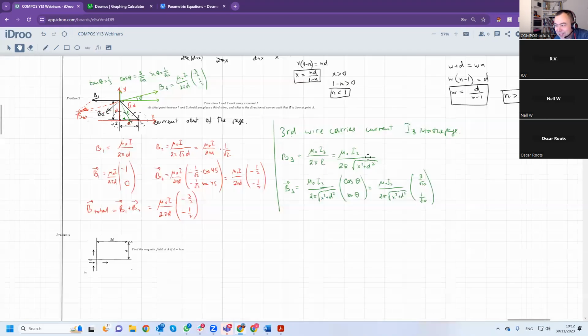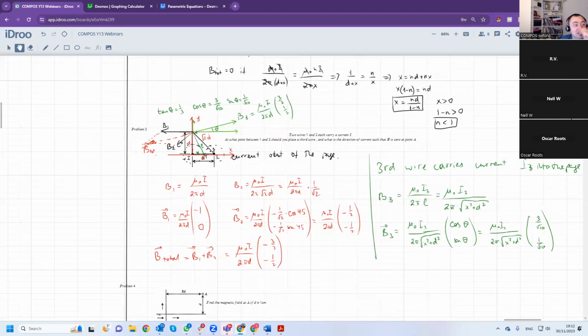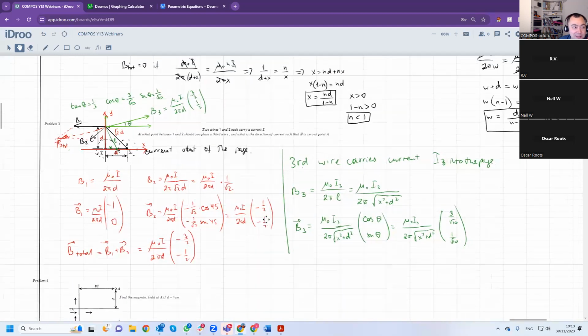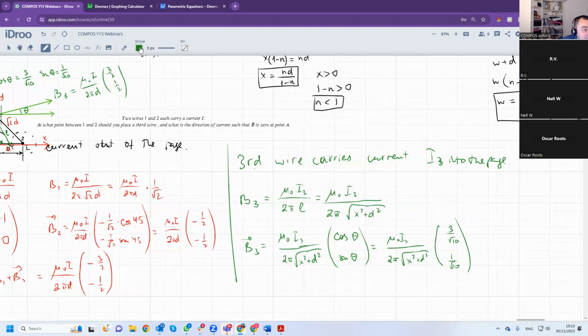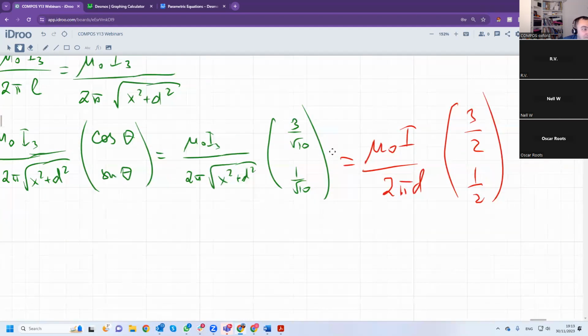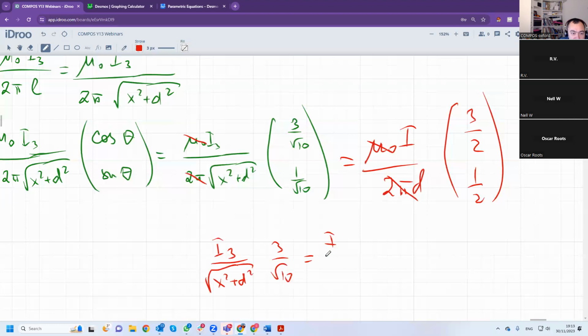Okay. So B3 is the third magnetic field, and it has to equal the sum of the first two with a negative sign. So we know that this has to equal mu 0 I divided by 2 pi d, open, 3 on 2, 1 on 2. Okay, so we made them equal. And now what can we do? Well, we can cancel mu 0. We can cancel the 2 pi. So we have I3 divided by square root of x squared plus d squared, multiplied by 3 over root 10, equals I over d multiplied by 3 on 2. So 3 cancels.